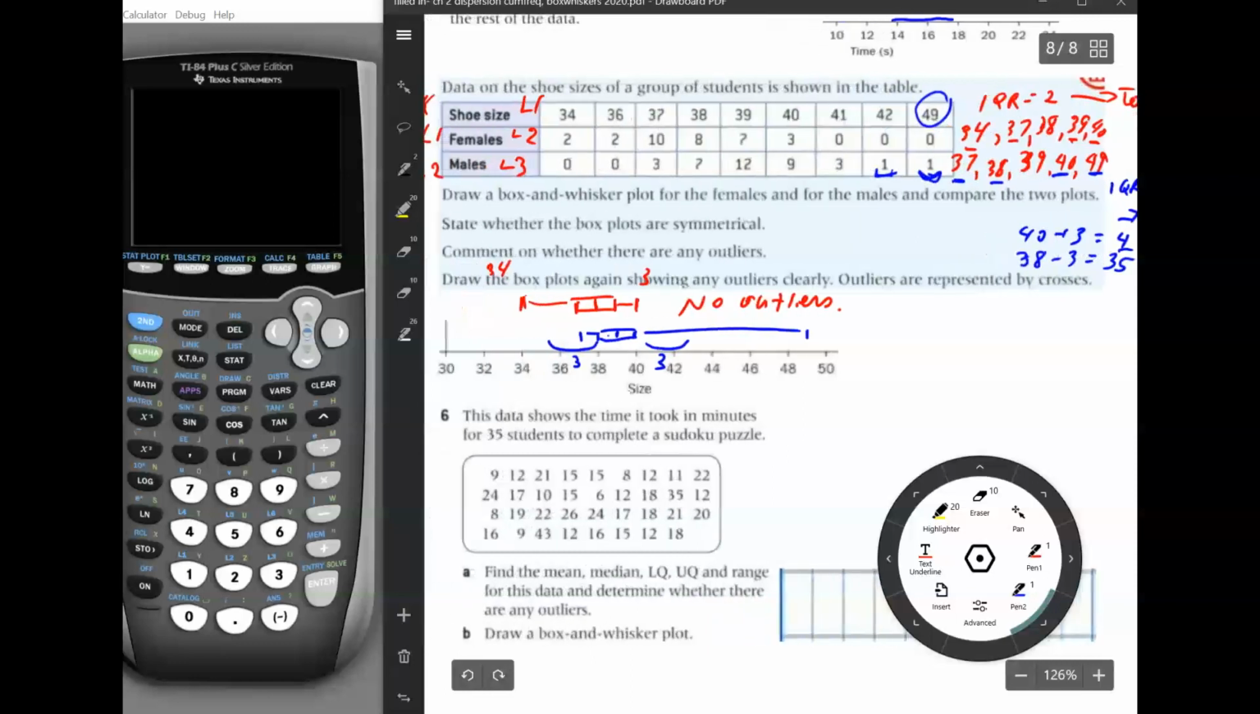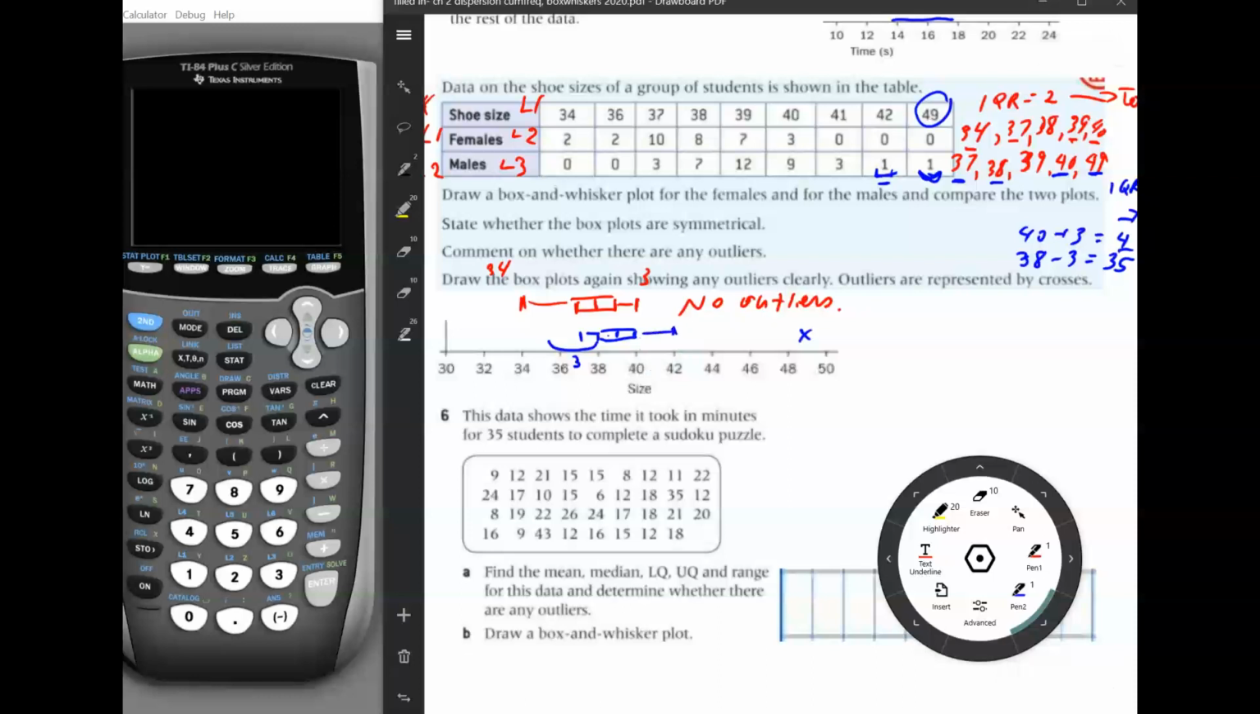Then it says to draw the box plots again, showing any outliers clearly. Outliers are represented by crosses. So when we draw the outlier now, we're going to draw the 49 as a cross, and then we're going to redraw the box and whiskers so it only extends to the next largest point, which is 42. So instead of the way it was, where it had this huge whisker, now it just extends to 42.